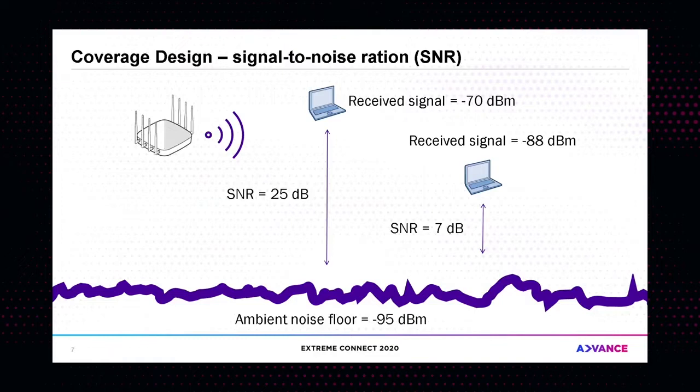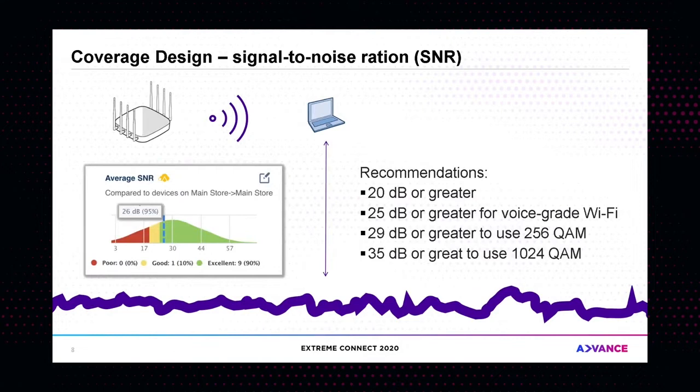Now, why is that bad? If the received signal starts getting too close to the noise floor, what starts happening is you start getting corrupted packets and frames. And if you start getting corrupted frames, they have to be retransmitted. And if they have to be retransmitted, your overall throughput goes down and the performance of your network goes down. So you want to prevent that. The way to prevent that are these recommendations right here.